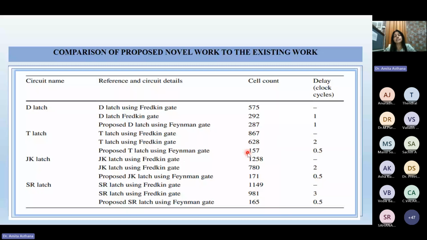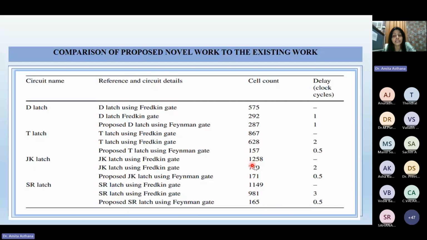So we can see, if we change the reversible gate and the same circuit is being designed, we can also decrease the number of cells, and the clock cycles can also be decreased significantly. So here JK latch using Fredkin gate and JK latch using Feynman gate is only using 171 number of cells, whereas the JK latch using Fredkin gate is using 780 number of cells.